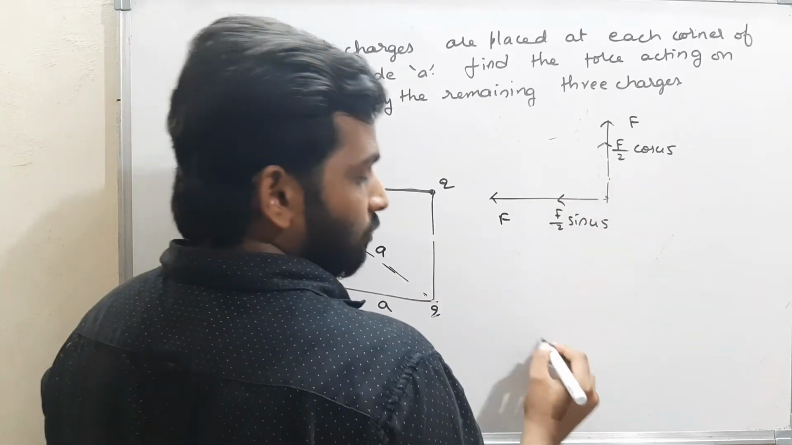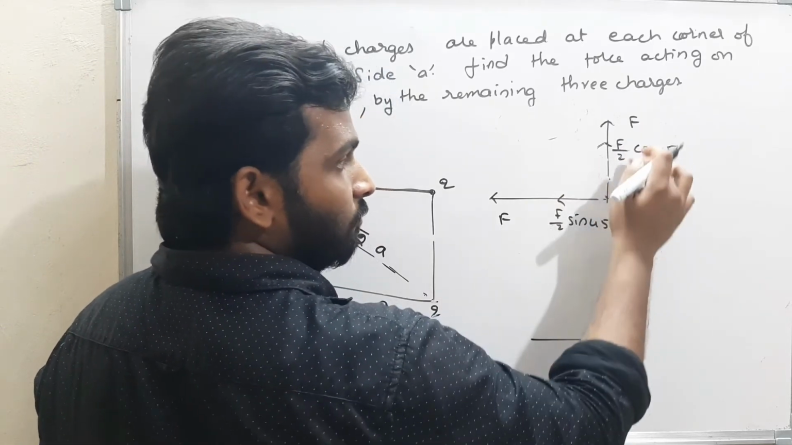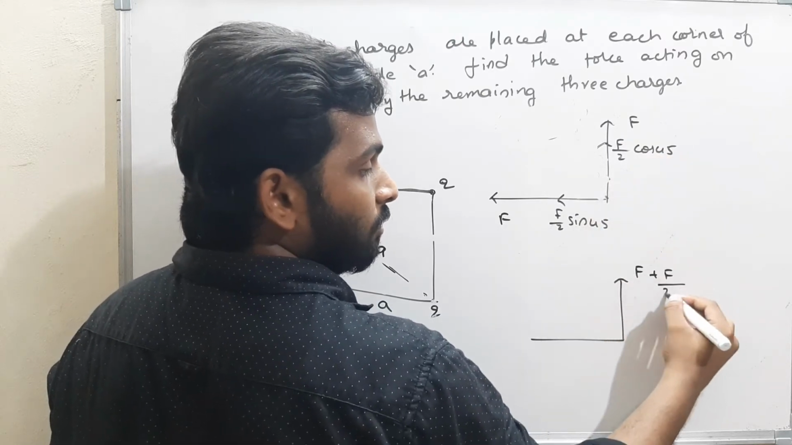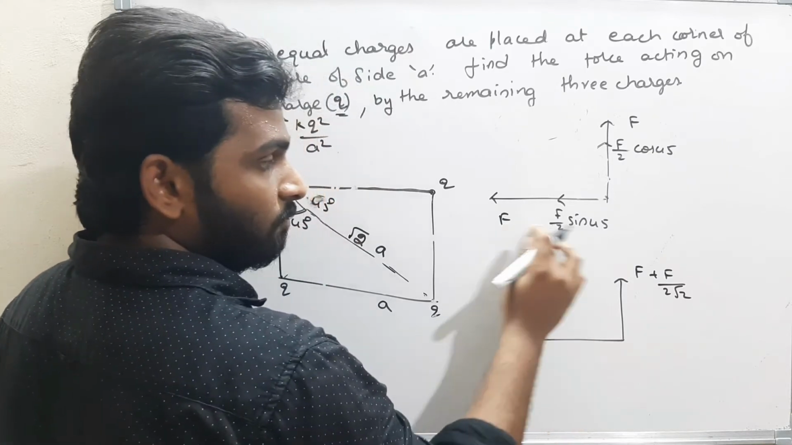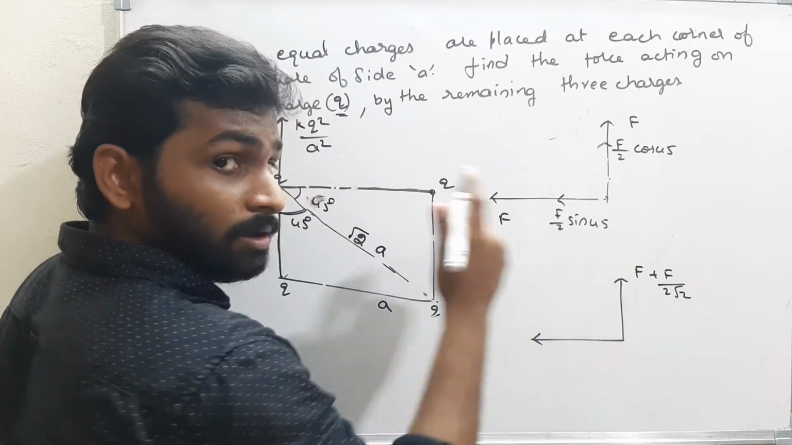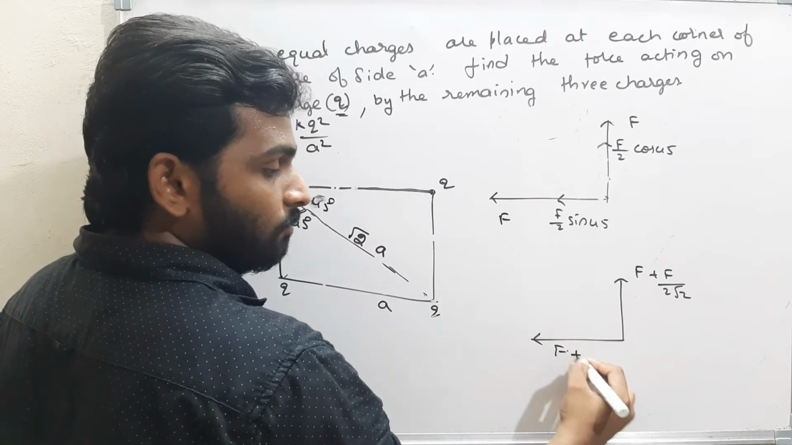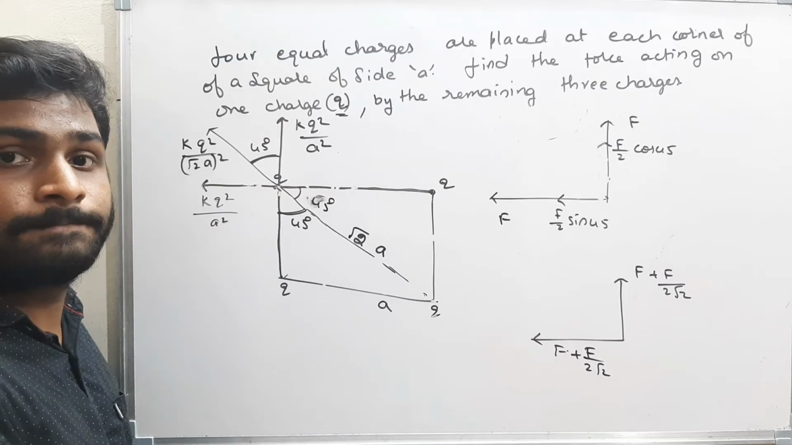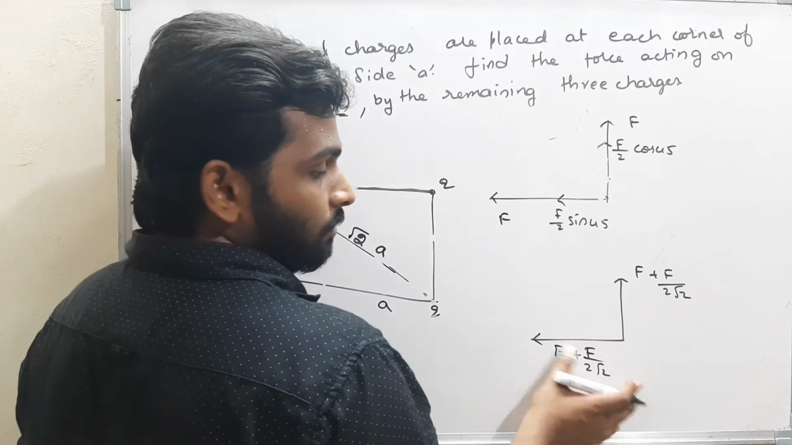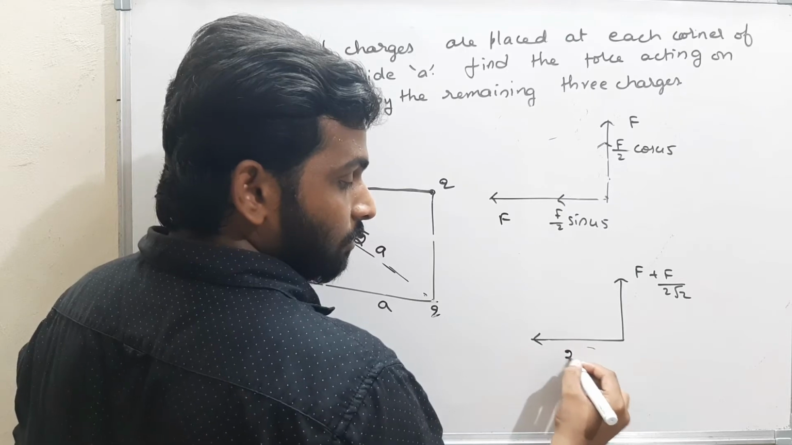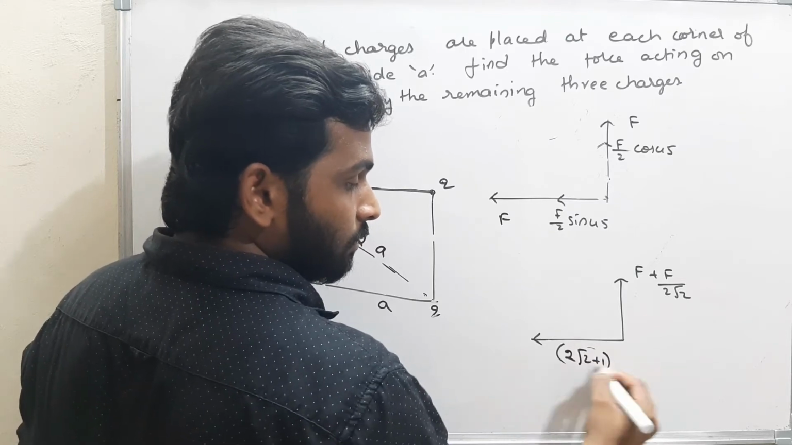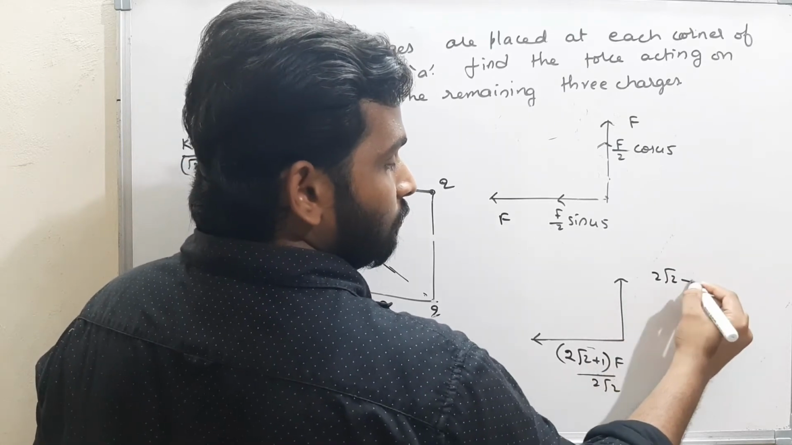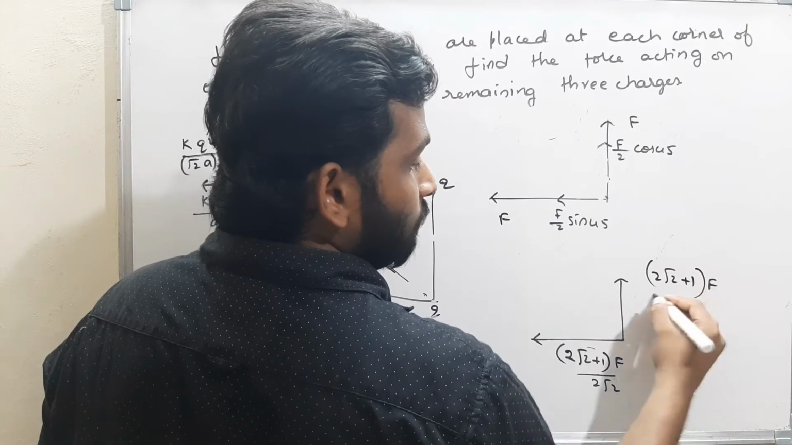Now what is the total force? The total force we got is F plus F by 2 cos 45, and cos 45 is 1 by root 2. Therefore F plus F by 2 root 2. Here also it is F plus F by 2 sin 45. Sin 45 means 1 by root 2. Therefore F plus F by 2 root 2. Therefore what is the value? We will get 2 root 2 plus 1 into F by 2 root 2. This one also 2 root 2 plus 1 into F by 2 root 2.